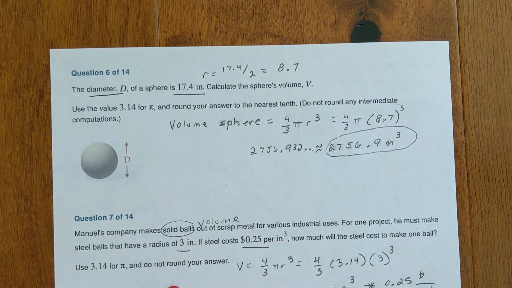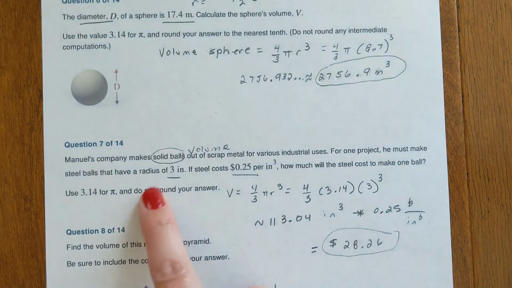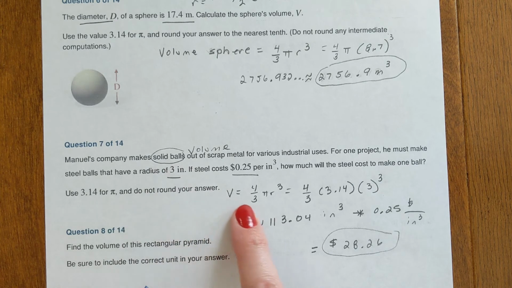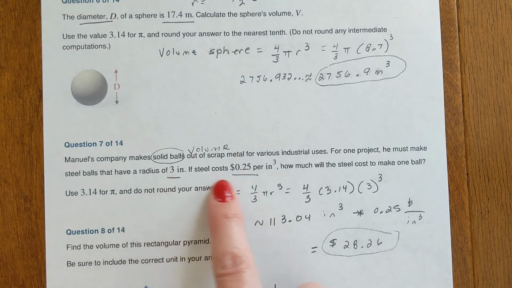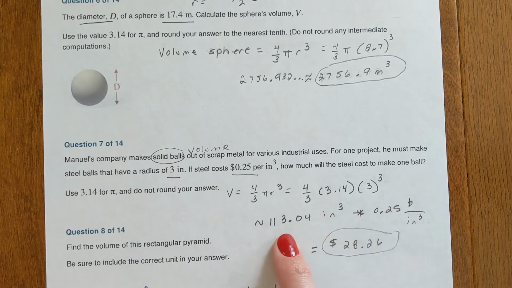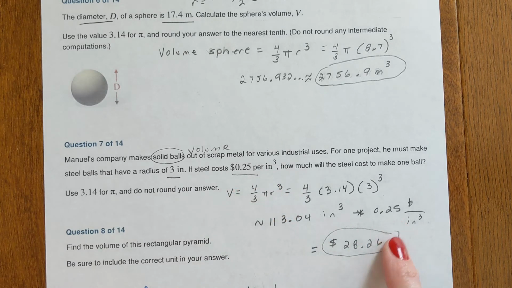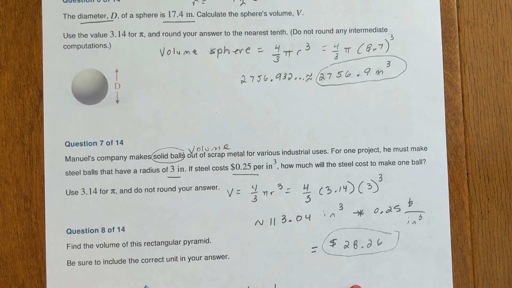Number 7 is also a volume question because they said it was solid, meaning the whole thing is filled, so it's a volume question again. So we're going to want to find the volume of it, 4/3 pi r cubed, and the radius is 3. So we end up with the volume is 113.04 inches cubed. And they said that each inch cubed was 25 cents. So multiply by 25 cents to get the whole answer as $28.26.